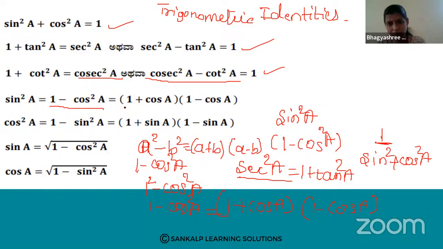So whatever the need is in the problem, that you are going to use. So we don't use everything everywhere. Okay, next, cos square A means it is 1 minus sin square A. Again it is 1 plus sin A into 1 minus sin A.